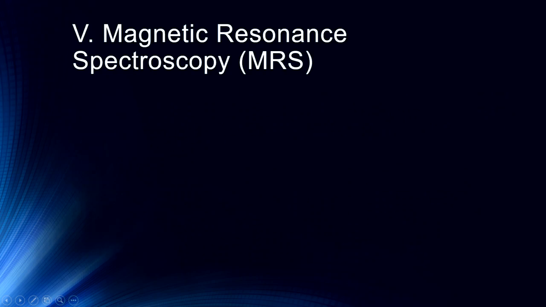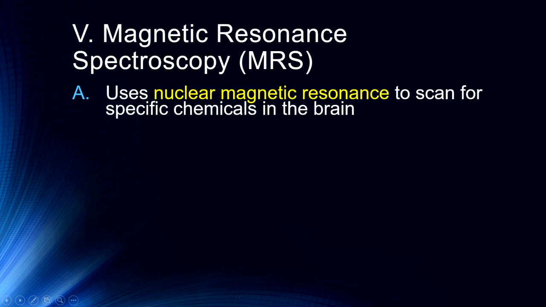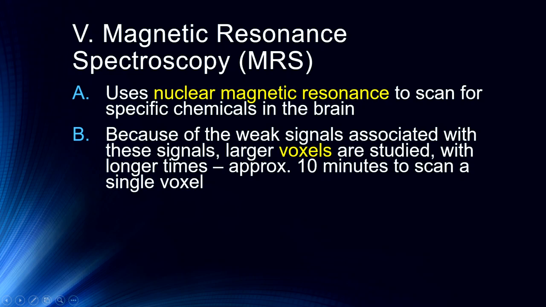So now, last thing to cover here is magnetic resonance spectroscopy. This uses nuclear magnetic resonance to scan for specific chemicals in the brain, so neurotransmitters, not the receptors like PET scans, but the actual neurotransmitters themselves. Unfortunately, because of the weak signals coming from these particular chemicals, we have to scan over a larger voxel, so that volumetric space. We use a larger size voxel, and it takes longer, so about 10 minutes to scan a single voxel.